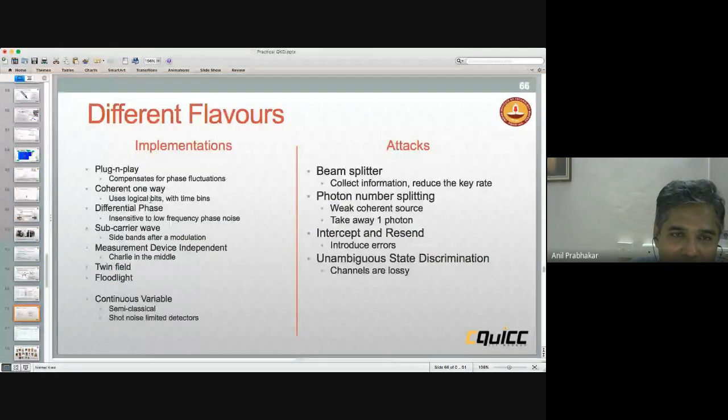There are different implementations. There are different attacks. I've not had time to talk to you about attacks. There are different attacks that are possible on each implementation. So the idea is to be able to do all of these, compare them, and say which ones work better under which conditions. They will all have some pros and all have some cons.